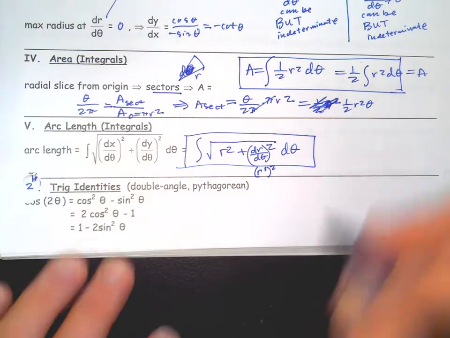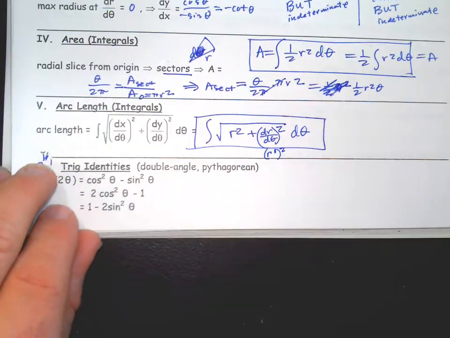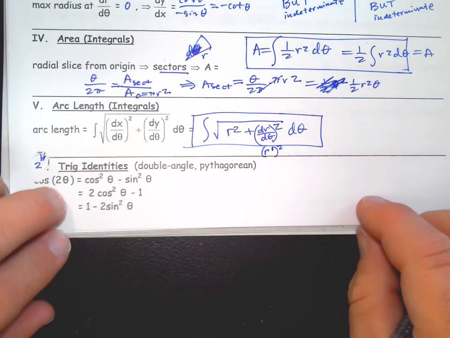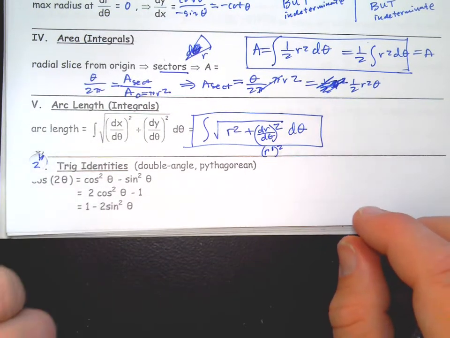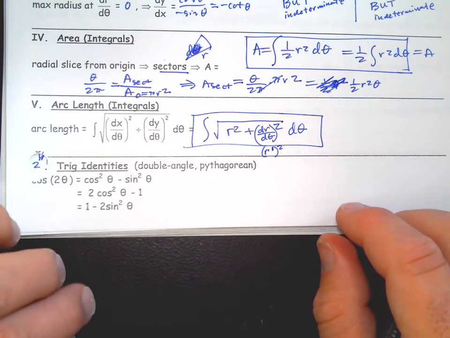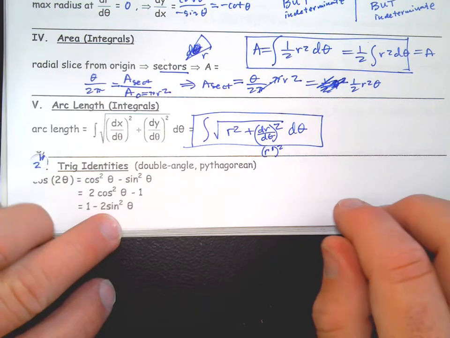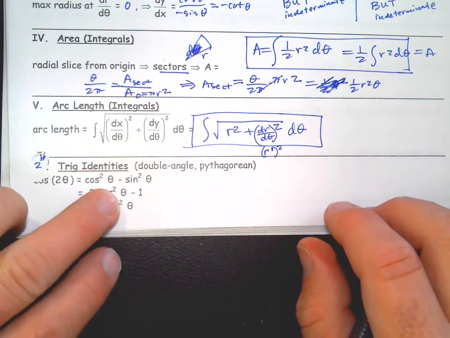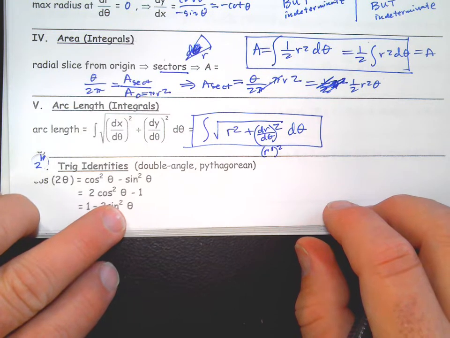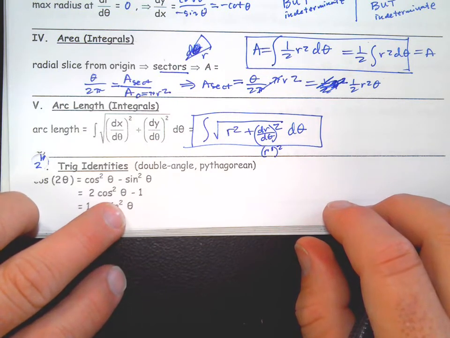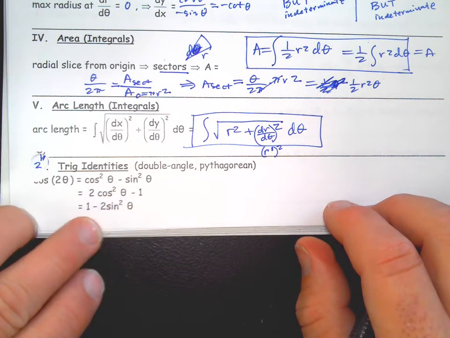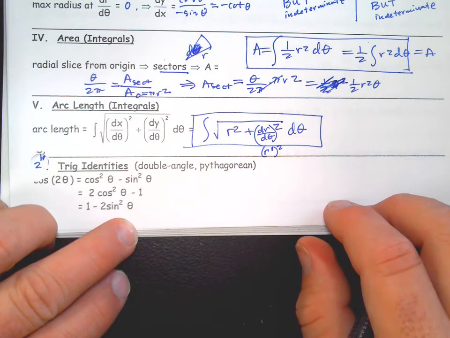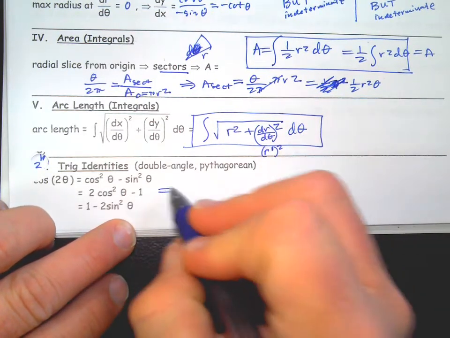Same thing. Trig identity. So often on a lot of these problems, they come up, but especially on the area problems, this double angle identity. Double angle for cosine is cosine squared minus sine squared. Other versions of it, using the Pythagorean trig identity, you get 2 cosine squared minus 1 or 1 minus 2 sine squared.